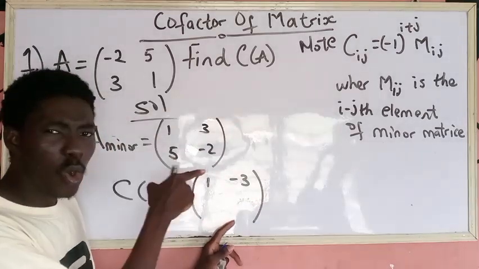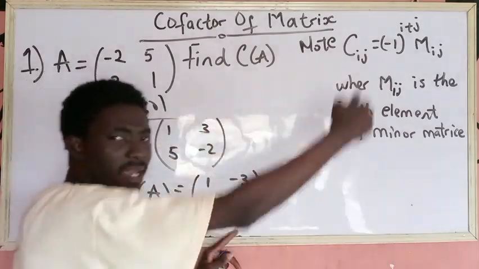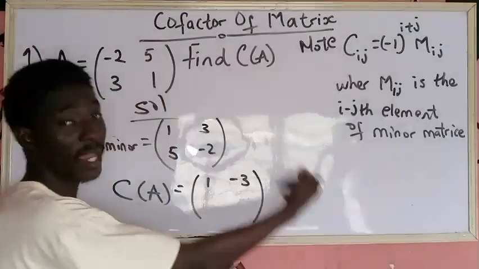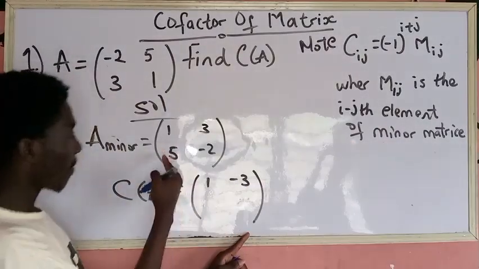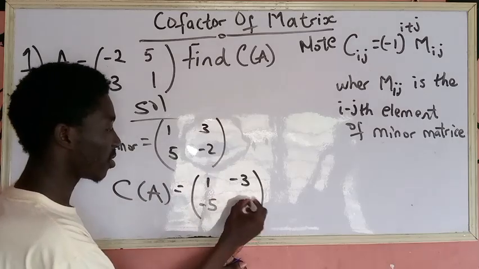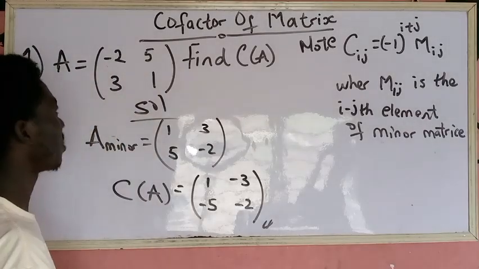Now the second row you start with a minus. The first row starts with a plus, the next row starts with a minus, plus, minus, plus. So here, minus times 5 is minus 5, and plus with minus 2 is minus 2. That is the cofactor of this matrix. Let's check out another example.